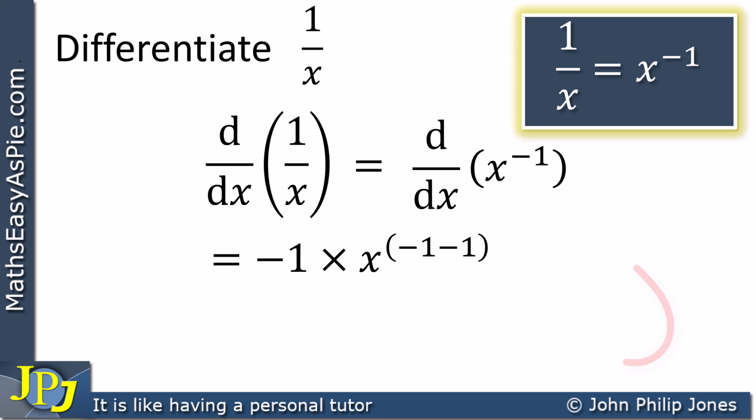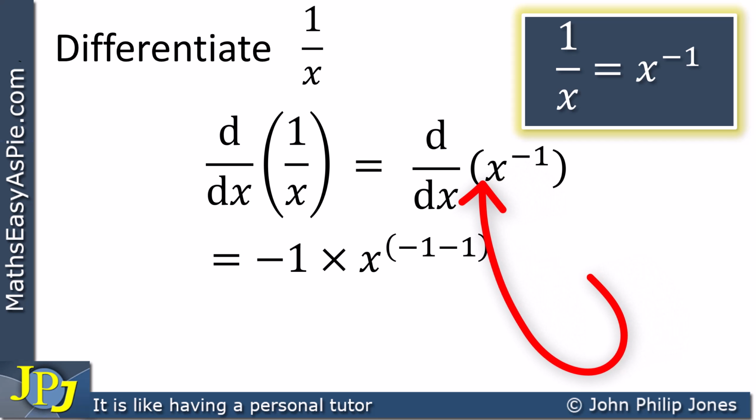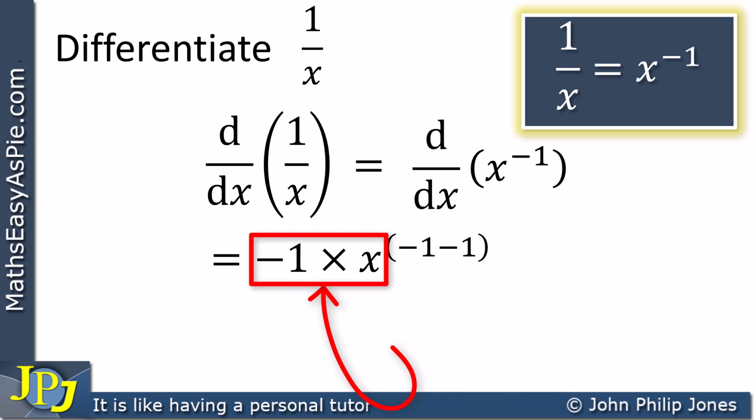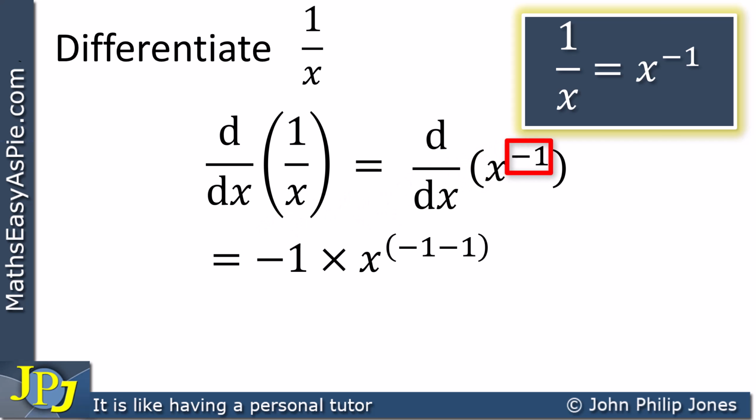I have taken this minus 1 and I've used it to multiply the x, the coefficient in front of the x. Now, because there isn't a number there, it means it's 1. So I can show that calculation here as minus 1 times the x. And we also need to remember that we now subtract 1 from this indices. So this is brought down to here, and you can see this is where I have subtracted 1.